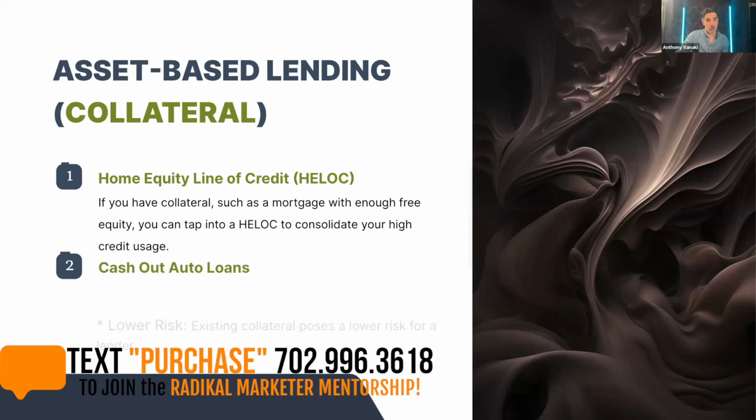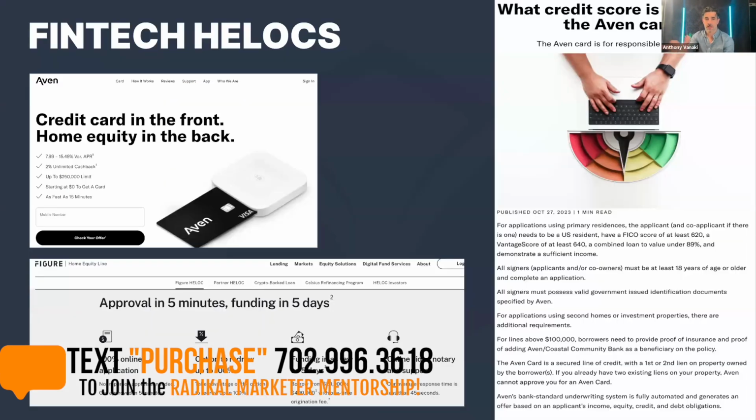Doing a cash out auto loan, where if you have a paid off car, let's just say it's a $10,000, $20,000 vehicle, that's what it's worth, and the bank's going to give you 50%, 60%, 70% of the value of that in a cash out refi, then use that and pay off your personal credit debt. Once it's paid off, going as a business credit, and then you're off to the races. You can use a lot of these new technologies, fintech HELOCs are coming out.